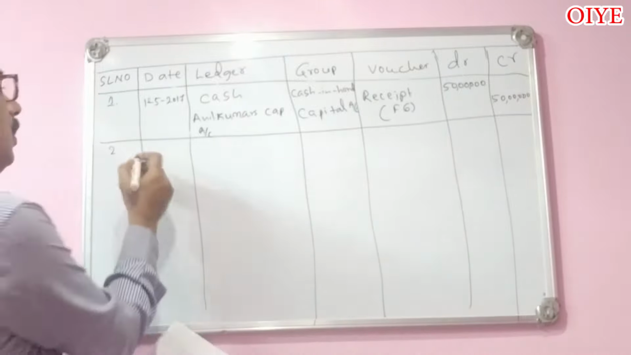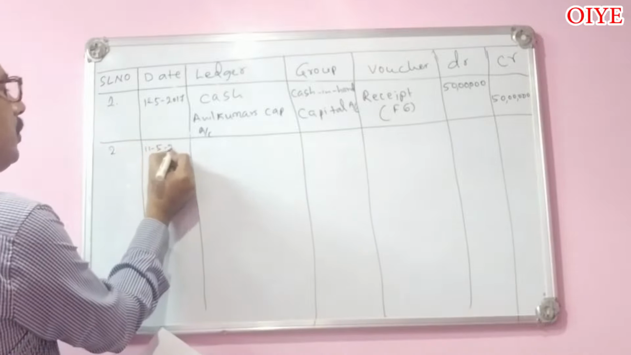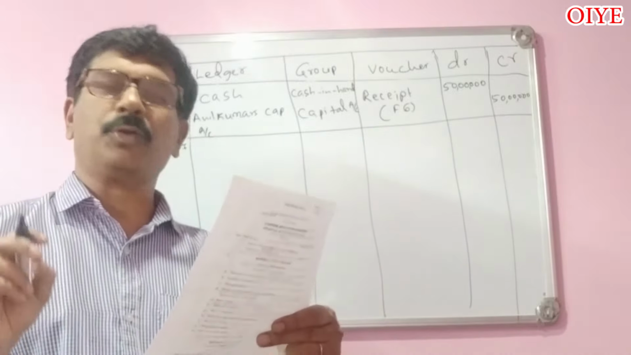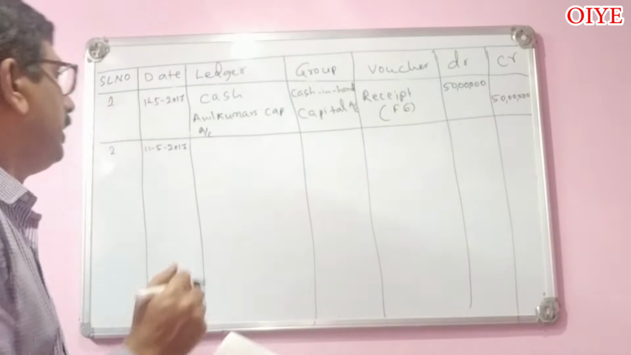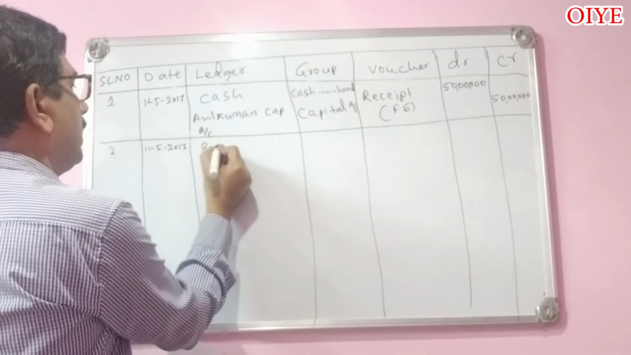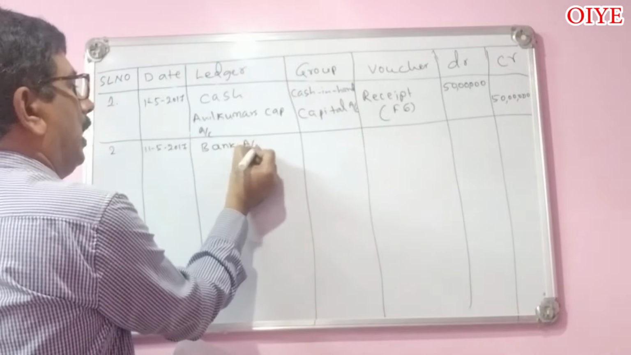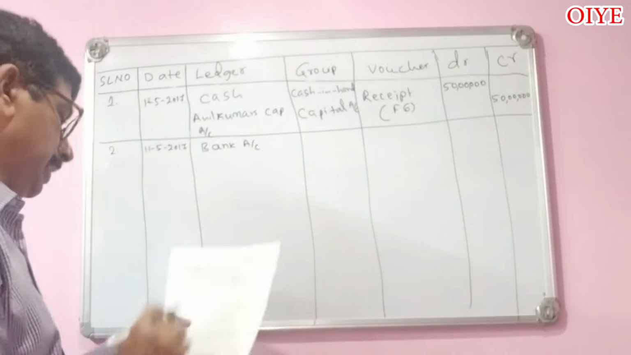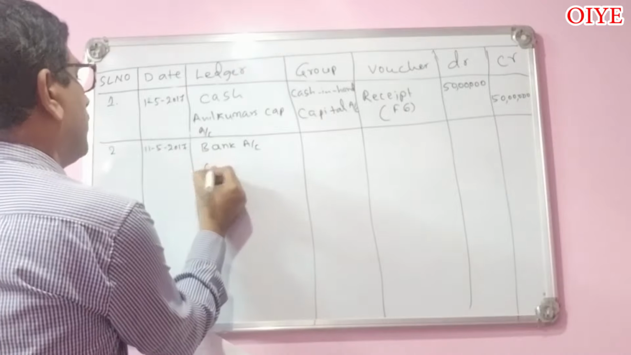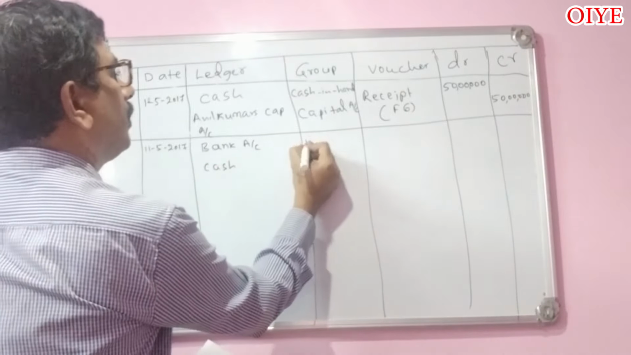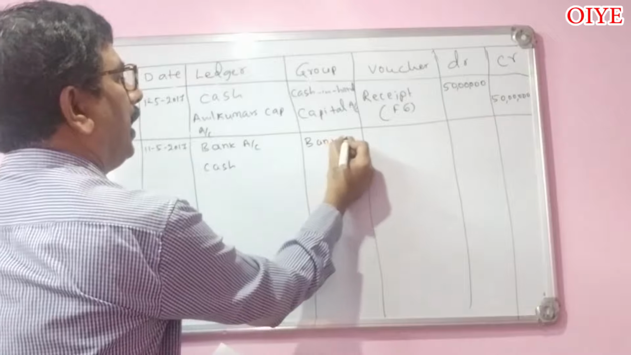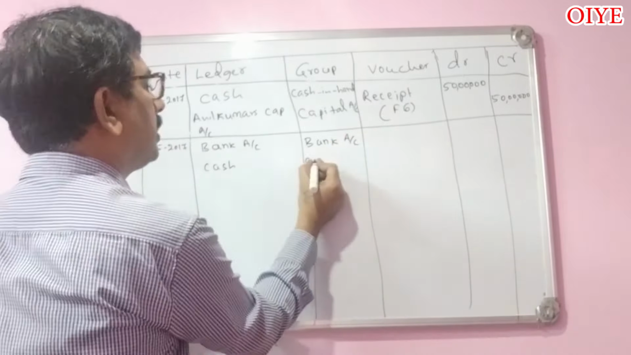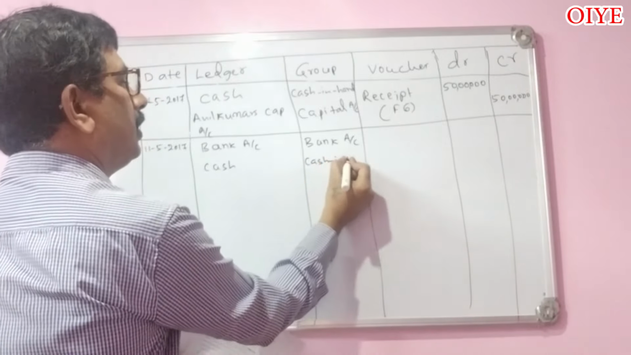And the second one. Second entry is for the 11/5/2017, cash deposited into bank rupees 5 lakh. So we need two ledgers. One is bank account. And while writing journal entries, we have to take debit entries first. So bank account first and then cash. Bank account comes under group bank account, that is a subgroup of current asset, and the cash comes under cash in hand, that is subgroup of current asset.